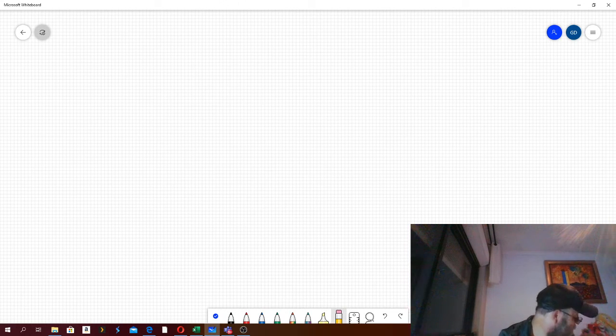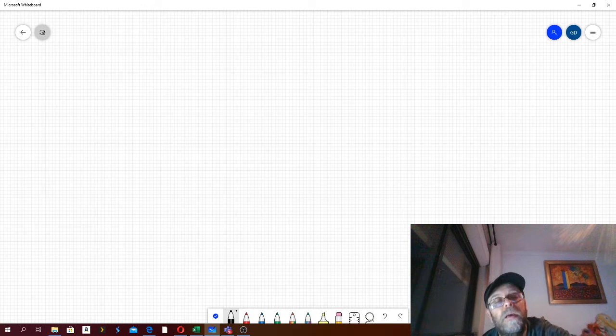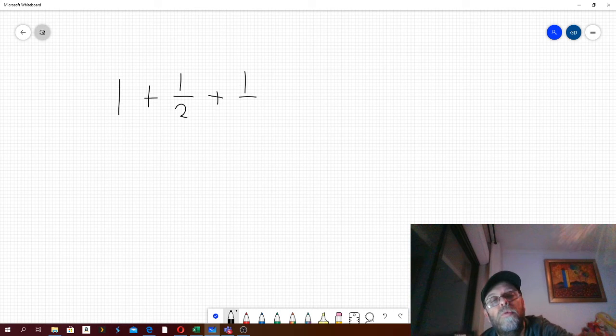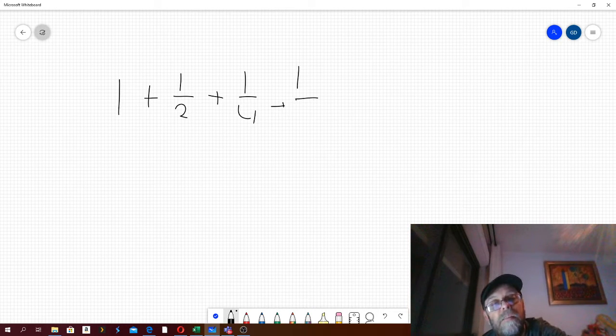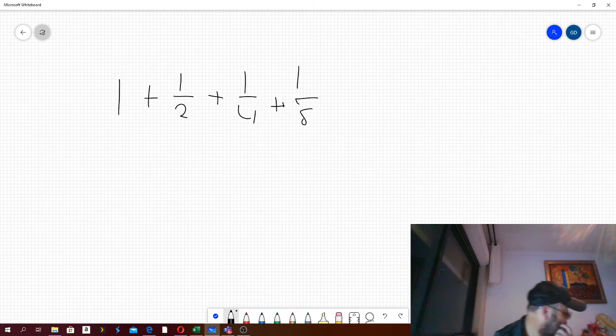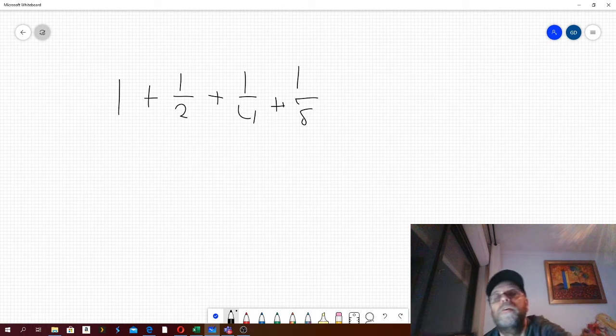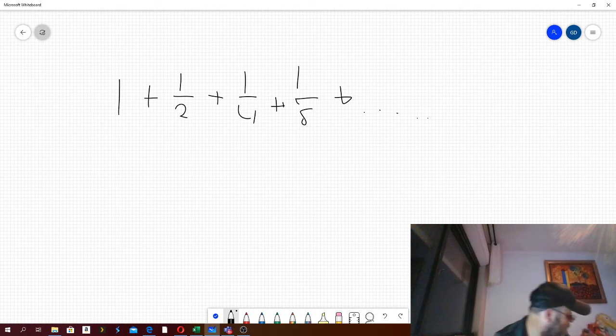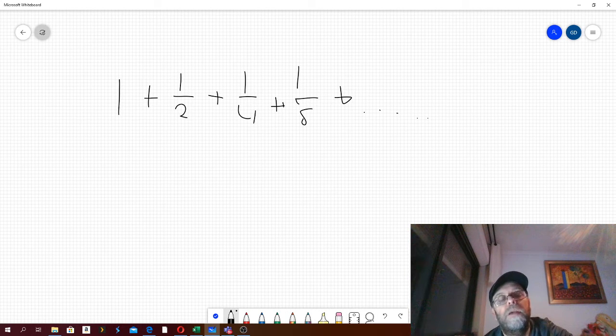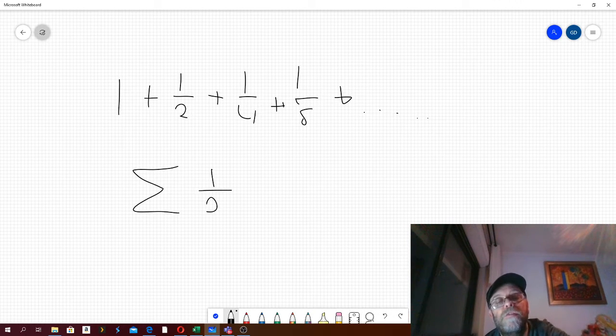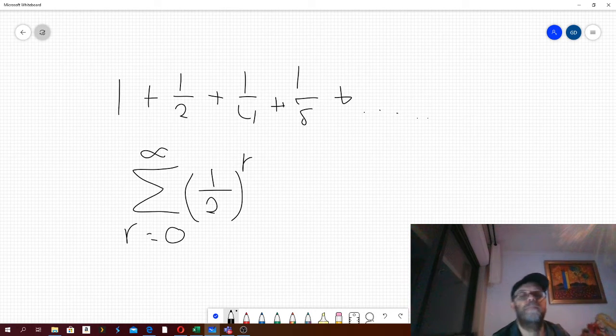They give you 1 plus a half plus a quarter, okay, 1 plus a half plus a quarter plus an eighth, and it goes on and on and on. So this is one of those ones that is infinite. And they say, let's write that in sigma notation. Well, again, we can write this as the sum of all the values which are half to the r, where r starts at 0 again and goes up to infinity.